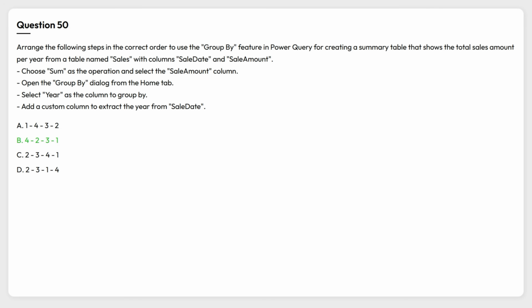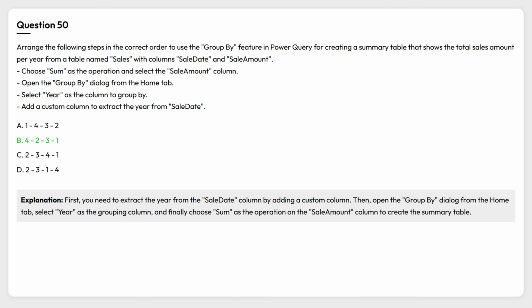The correct answer is option B: 4, 2, 3, 1. First, you need to extract the year from the sales date column by adding a custom column. Then, open the Group By dialog from the Home tab. Select Year as the grouping column and finally choose Sum as the operation on the Sales Amount column to create the summary table.